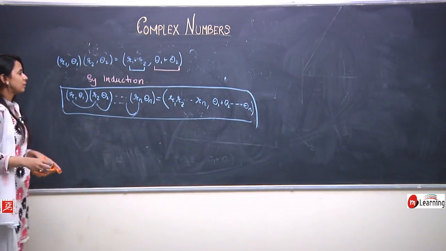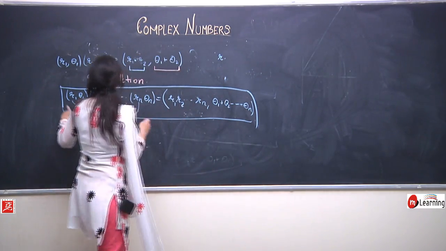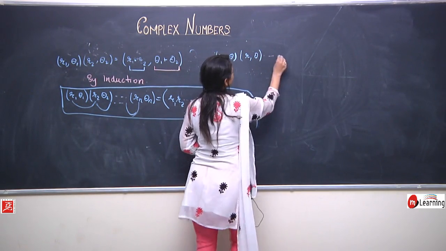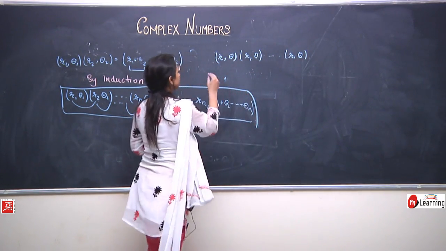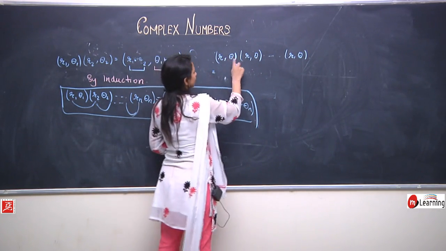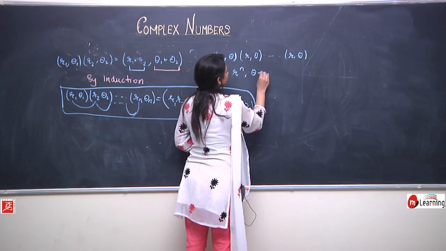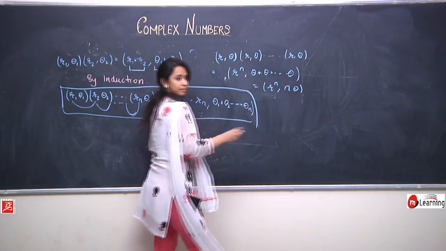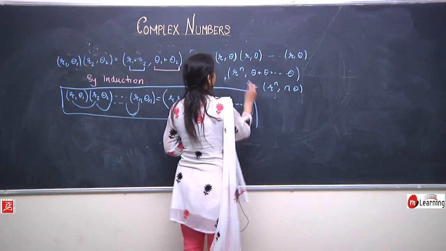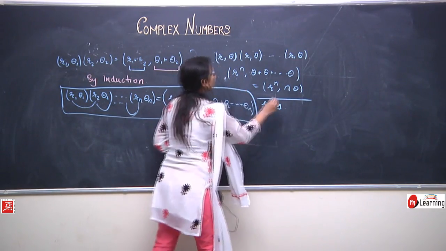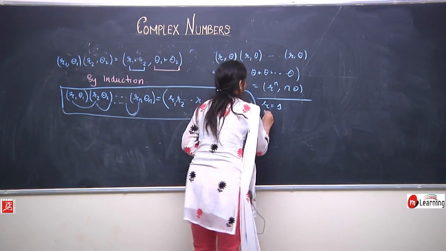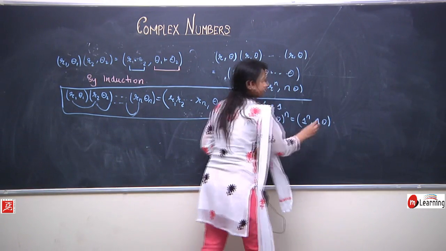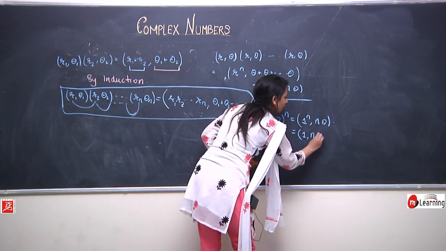A very special case of this equation would be when all these factors are equal. So we can say that the multiplication of r comma theta into r comma theta, n times, is equal to r to the power n, that is multiplication of all the amplitudes and addition of the arguments, which is equal to r to the power n comma n theta. A more special case of this equation would be when r is equal to 1. So I am taking a special case of this special case when r is equal to 1. So I say (1 comma theta) to the power n would be equal to 1 to the power n comma n theta, which is equal to 1 comma n theta.